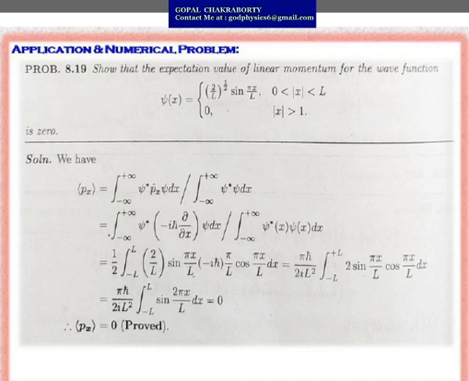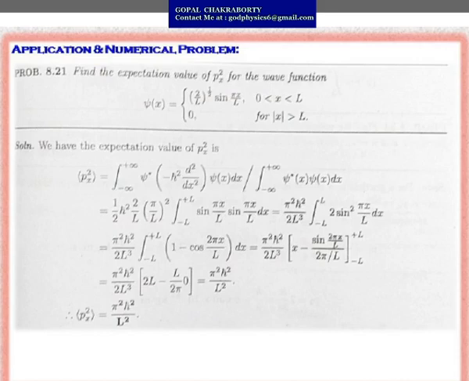So ultimately from there you will get pi h cut by 2iL square integration minus L to L sin 2 pi x by L dx. So after solving that integration you will get 0. So ultimately you will get the expectation value of linear momentum equal to 0.